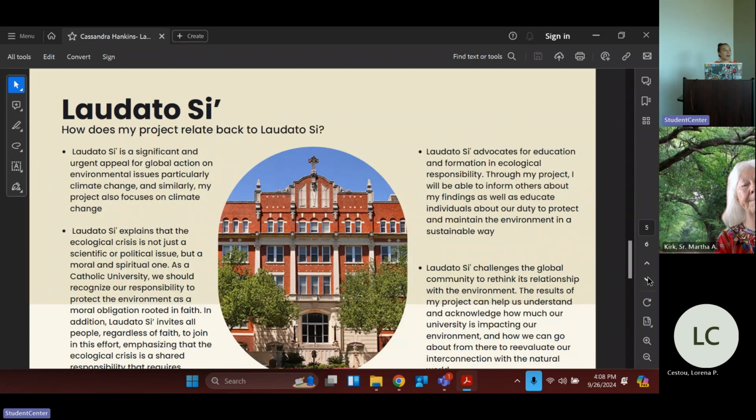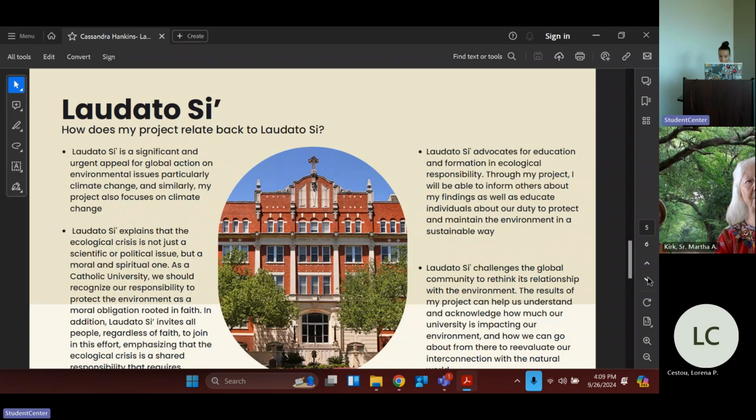Okay, so finally, how does this all relate back to Laudato Si? Laudato Si is a significant and urgent appeal for global action on environmental issues, particularly climate change. And similarly, my project will also focus on climate change. Laudato Si explains that the ecological crisis is not just a scientific or political issue, but also a moral and spiritual one. And so, as a Catholic university, we should recognize our responsibility to protect the environment as a moral obligation rooted in faith.